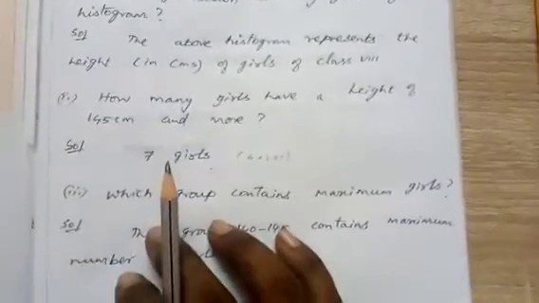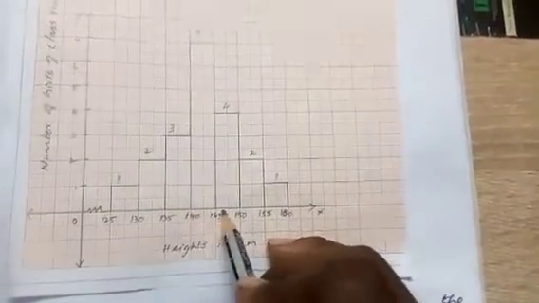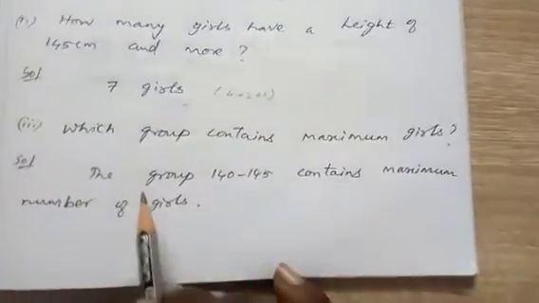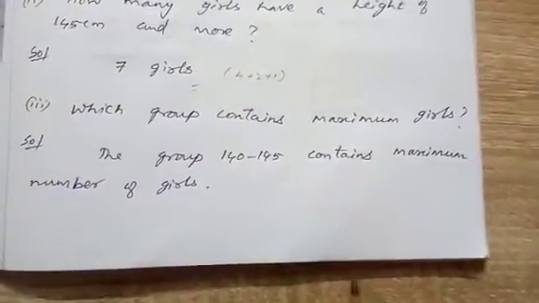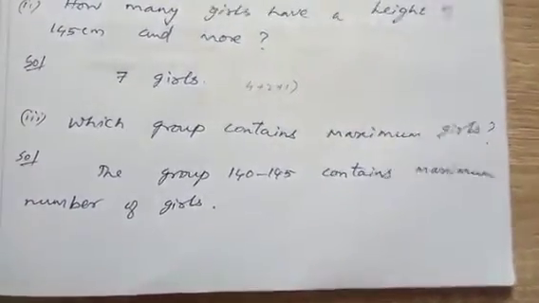The next question: which group contains the maximum girls? Here the group 140 to 145. The group 140 to 145 contains the maximum number of girls.